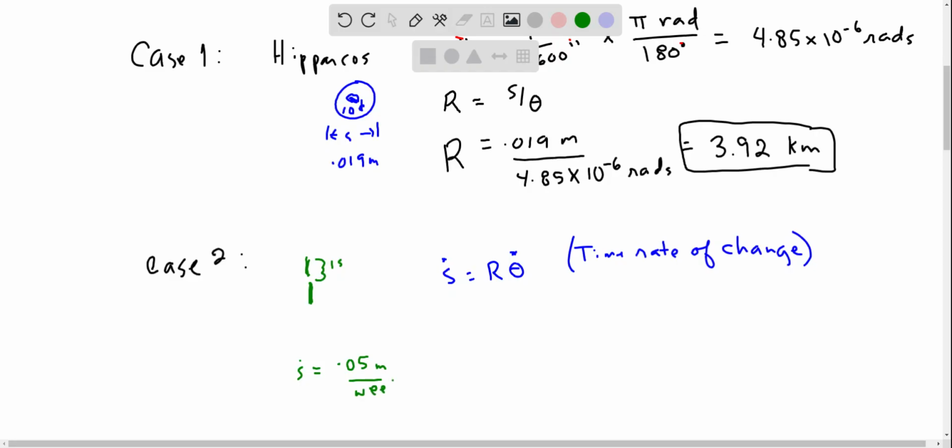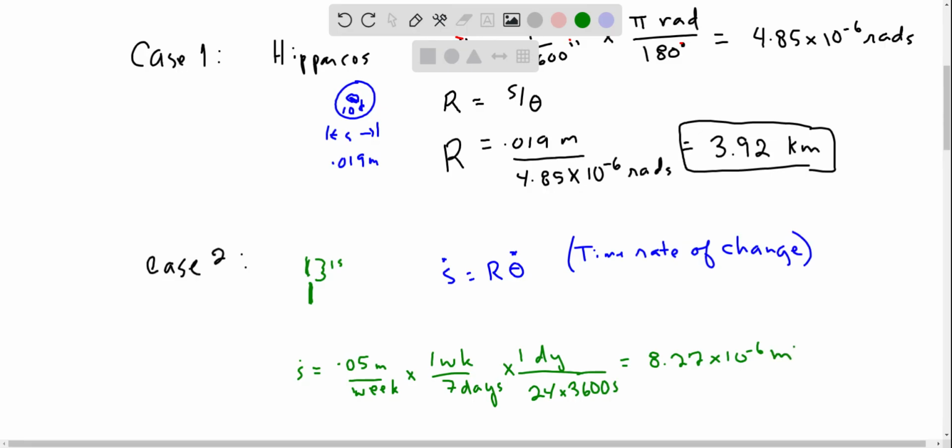Anyway, the idea is that S dot is roughly 0.05 meters per week. And we want to get that into meters per second. So we'll take 1 week is 7 days, and 1 day is 24 times 3,600 seconds, for the number of hours in a day and seconds in an hour. This works out to be 8.27 times 10 to the minus 6 meters per second. And that is our real object that we are looking at.